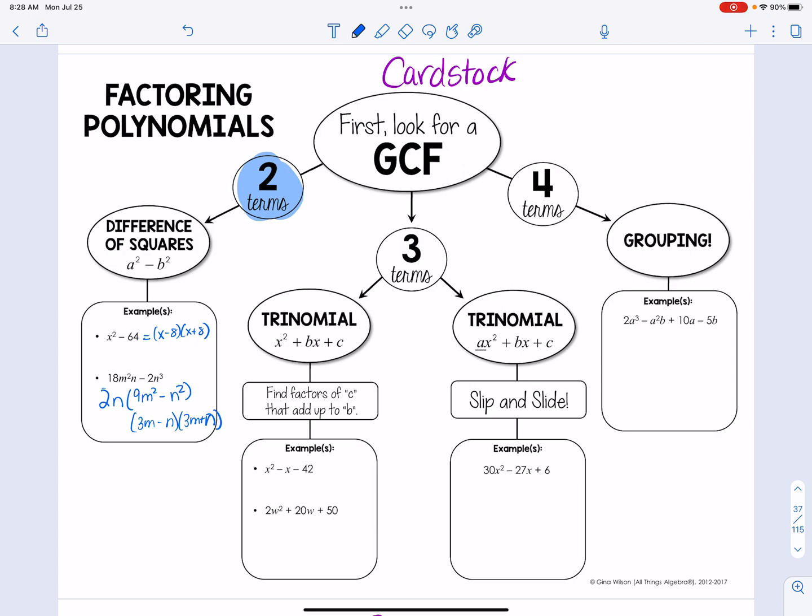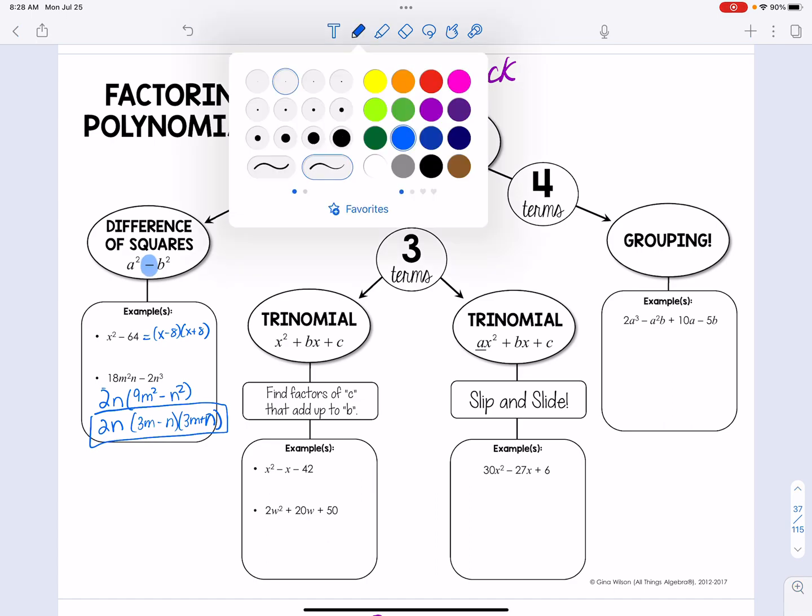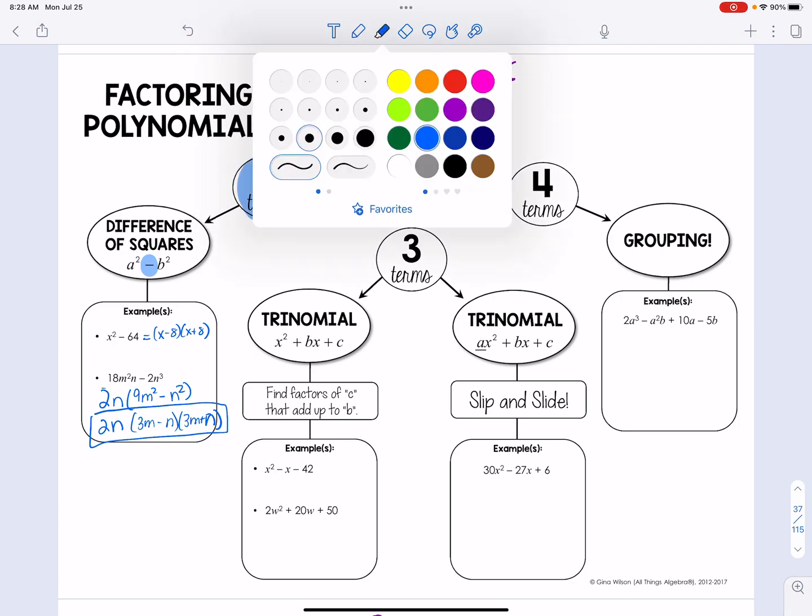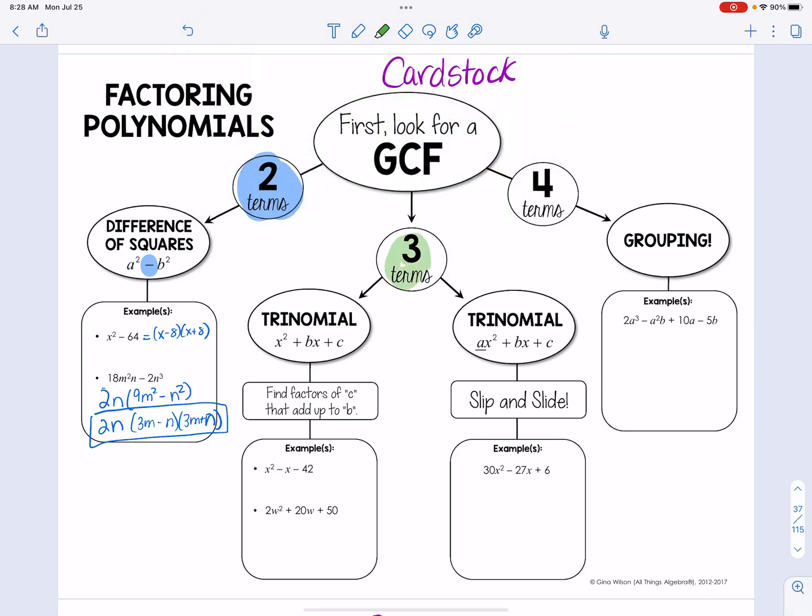Remember, it has to have a minus sign. So if it's two terms, it can only be a difference of squares, and that has to be a minus. If it's a plus, it doesn't work. Okay? All right, if it's three terms, you basically have one way.